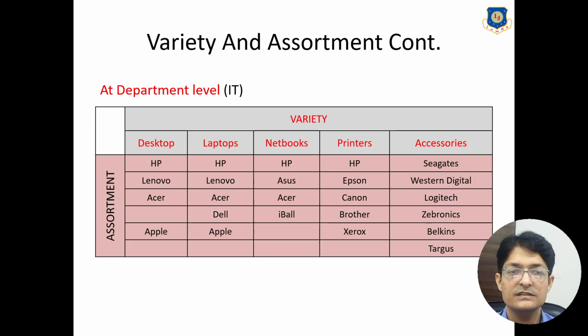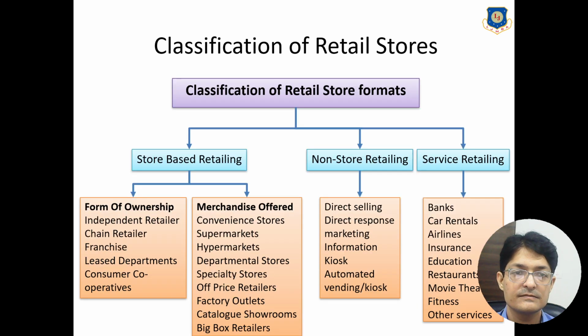Now, if we see the same thing at department level, for instance information technology, we can see that variety is in terms of different types of desktop, laptop, netbooks, printers, and accessories. While in each category, we can see different assortment. For instance, in netbooks we have HP, Asus, Acer, and iBook.